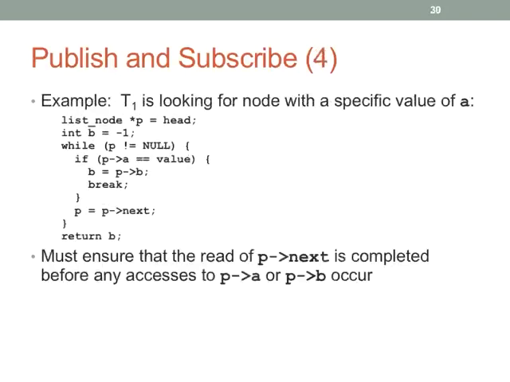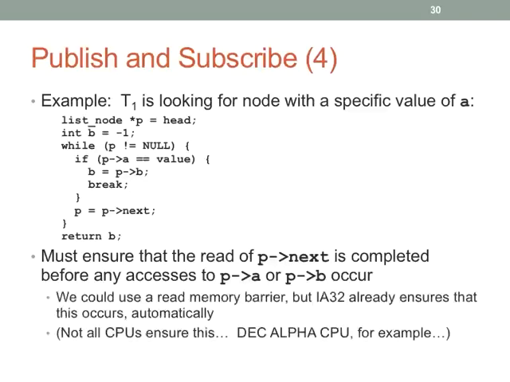So we need to make sure that p arrow next is read before anything else happens. This sounds crazy, right? Seriously, you want to read p arrow next before any accesses to p arrow a or p arrow b. So we're saying that that p equals p arrow next needs to finish before the rest of the loop that comes after it in execution, right? Well, the reason why we need to care about this is because there are a few processors, cough, DEC Alpha, cough, where this can actually happen.